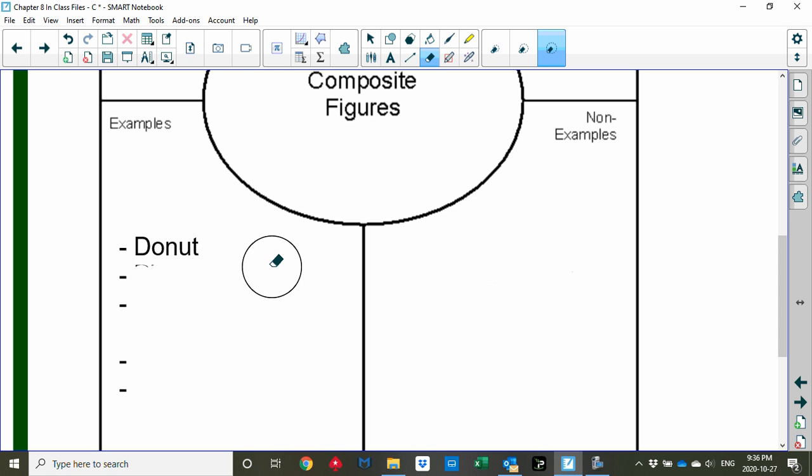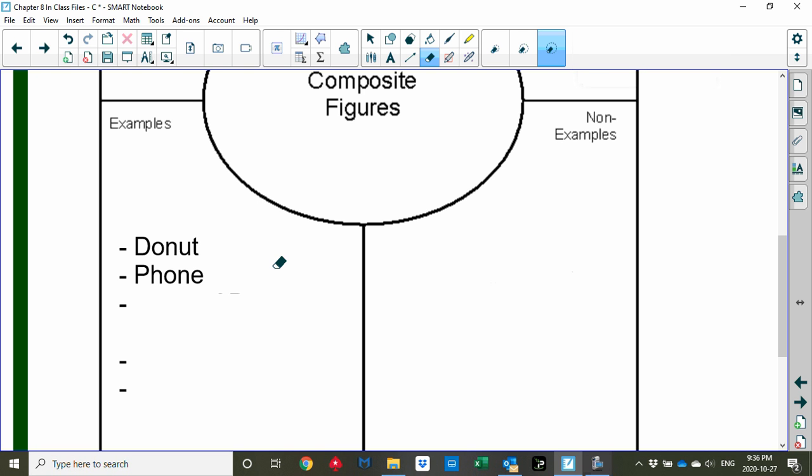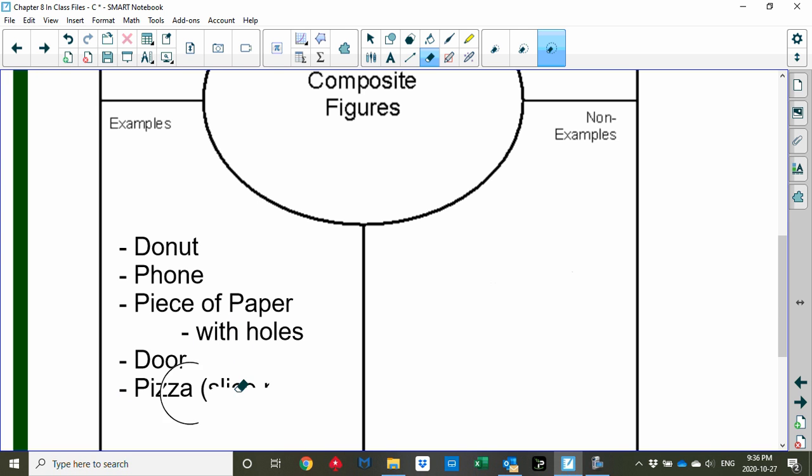Examples: a donut is a circle with a circle cut out. A phone has keys on it and a screen. A piece of paper that's hole punched is a good one because it's got circles cut away. A door's got a window cut out, and even if you are like me and you pick up a pizza to bring home, it always seems to be a slice of pizza missing. It's like a triangle missing from a circle.